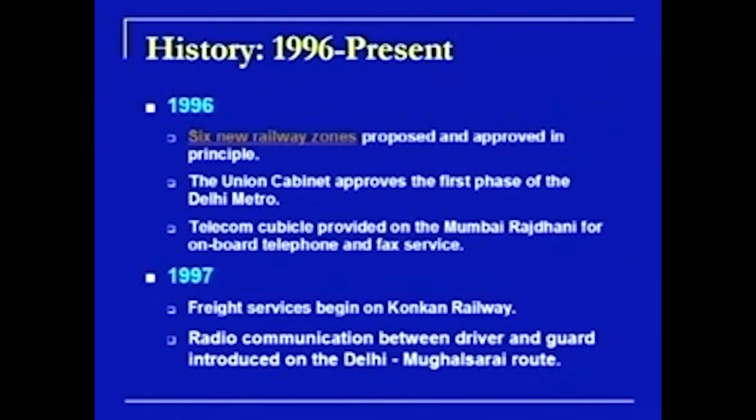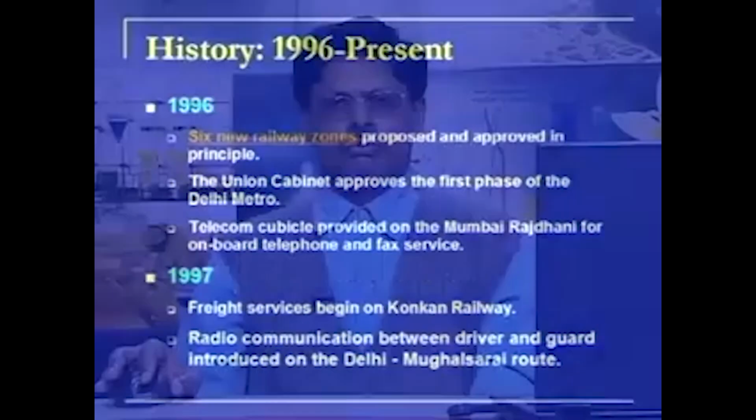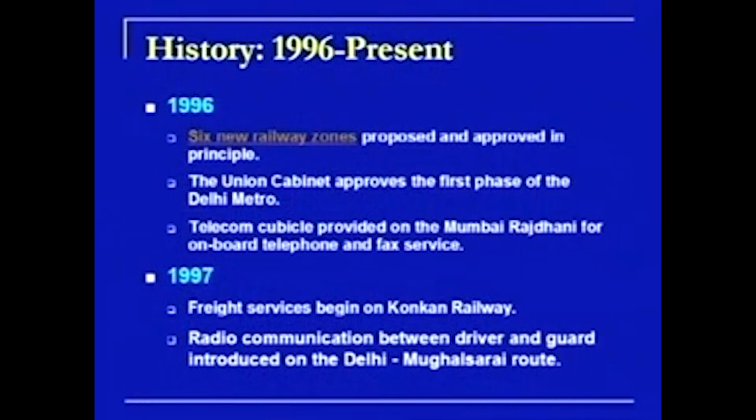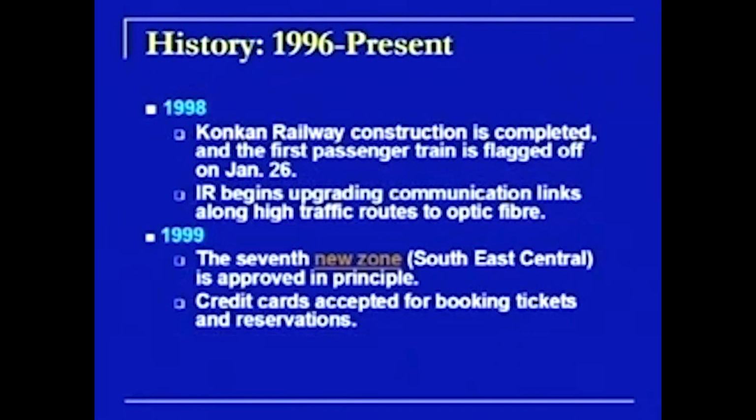This was again one of the biggest steps which have taken place because this was a railway system which was made with different types of terrains. And of course, by the provision of this railway line, we have reduced the distances, we have reduced the time frame in which we are reaching different parts. One more safety aspect was the radio communication between driver and guard, and that was introduced in 1997. In 98, Konkan Railway construction got completed.